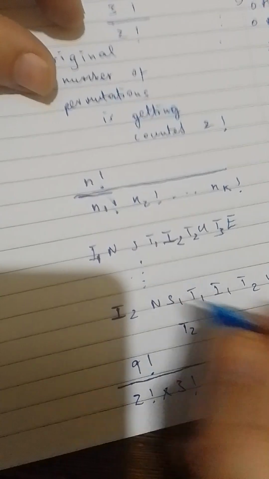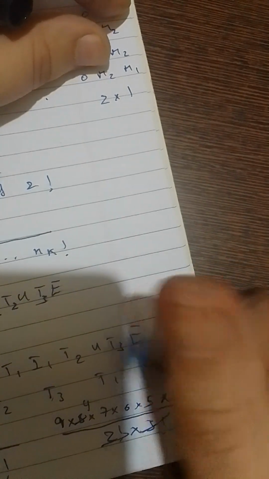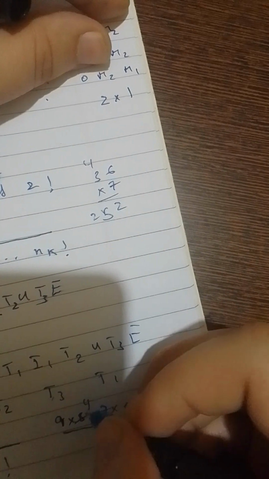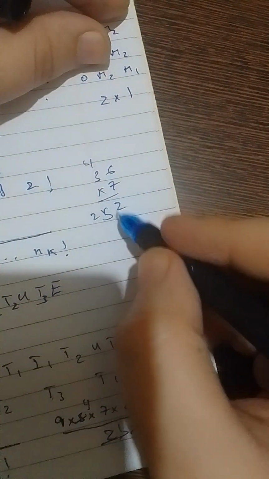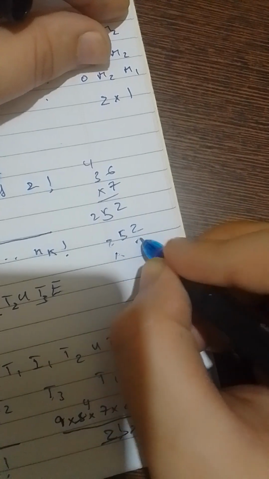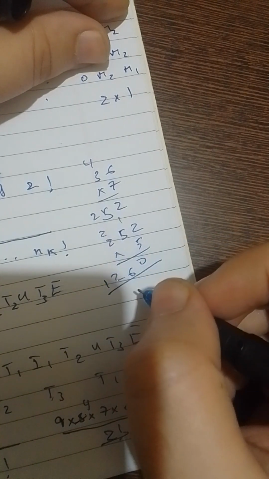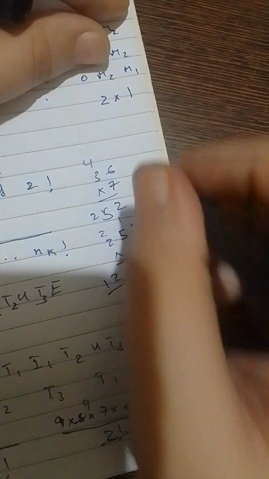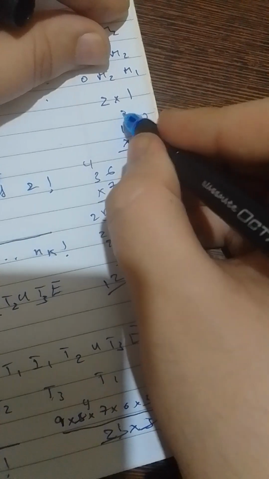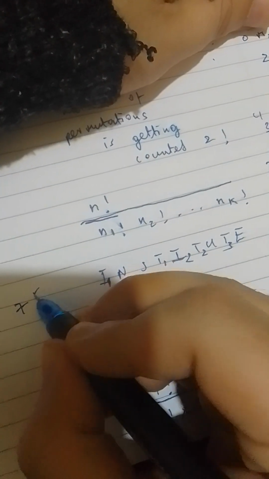2 factorial is 2 into 1, so we can just cancel 2 and 4. 4 nines are 36, and 36 into 7, 7 sixes are 42, then 25, 10, 12, and then you multiply it by 6 also, 1260 into 6, so you have found 7560.